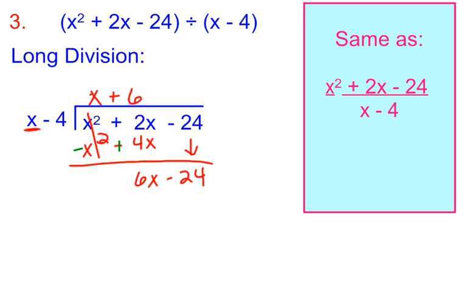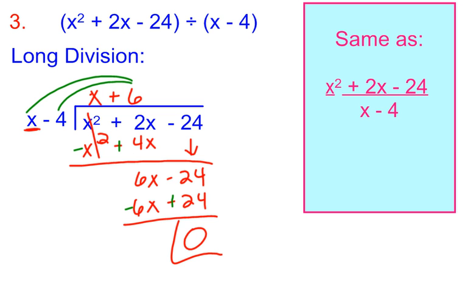And then again, I'm going to distribute this 6 to both of these terms. So I would come down here and have 6x, and then 6 times the negative 4 is negative 24. When I change those signs, I end up with a remainder of 0. Hopefully that makes some sense to you. When you do it with variables, it might take a little bit to get the hang of it, but it is done the exact same way you did in grade school. So my answer here is x plus 6, which is the same answer we got when we did synthetic.